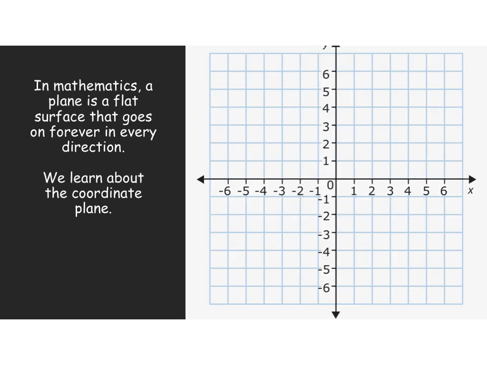Now, in mathematics, a plane is just a flat surface that goes on forever in every single direction. And we call this plane the coordinate plane. And right here, I have the coordinate plane drawn. So we have two lines that go in two directions forever. So for example, the line here that's drawn across the page goes right the way across the page. It would continue out towards the walls on either side of the room that you're in, and keep on going to infinity in either direction.